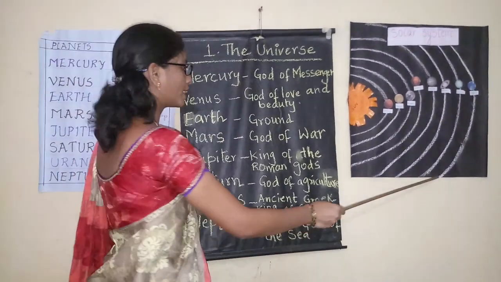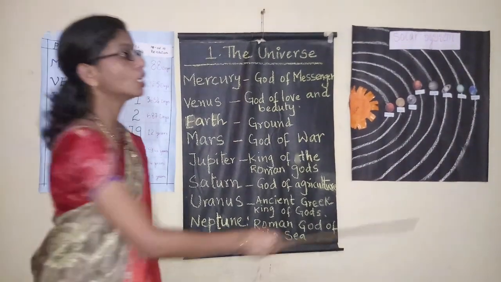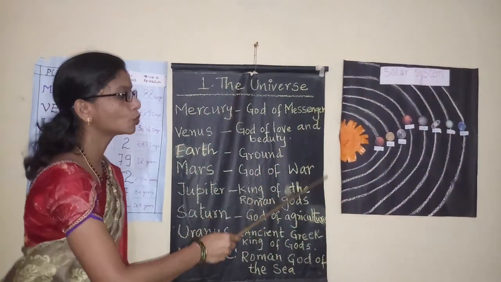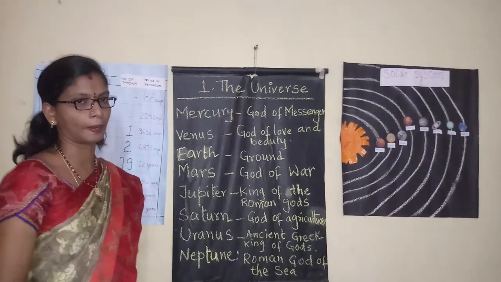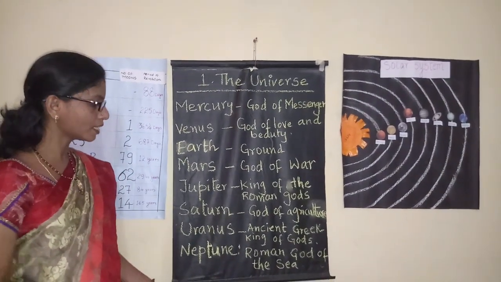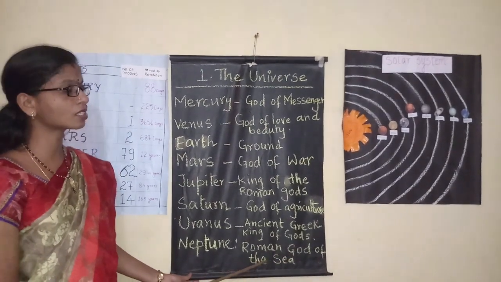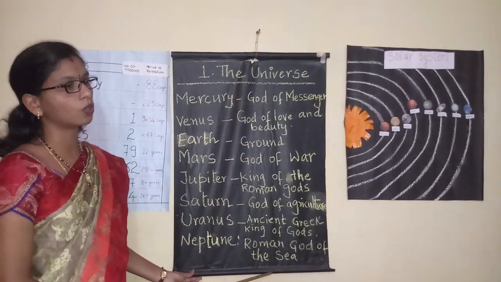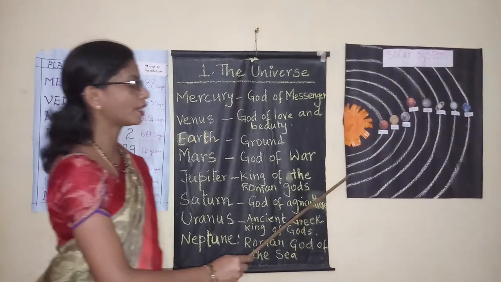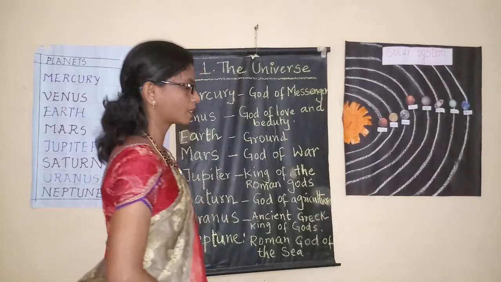And this planet takes nearly 165 years to complete one revolution around the sun. It takes 165 years, and it is named after the Roman god of the sea. Children, we have learned these 8 planets.